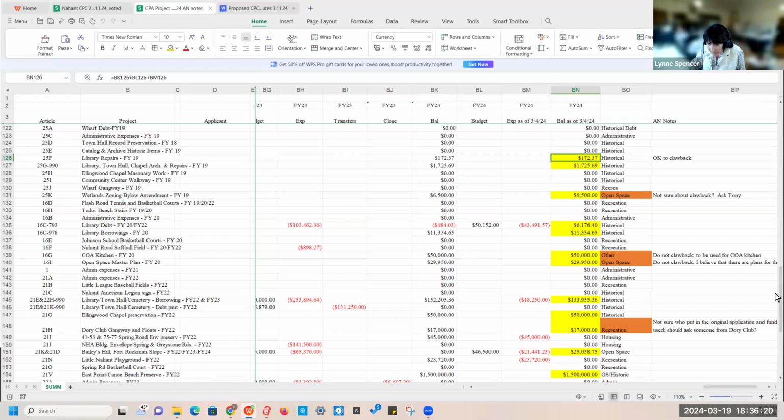Again, a little bit more money in the library, town hall, and chapel repair, so we'll leave that intact. We have to double check on the next one that is marked, which is the wetland zoning bylaw amendment. There was $6,500 voted by town meeting for this. I believe that the work on that is complete. So we'll have to double check with Tony and the Board of Selectmen about this one.